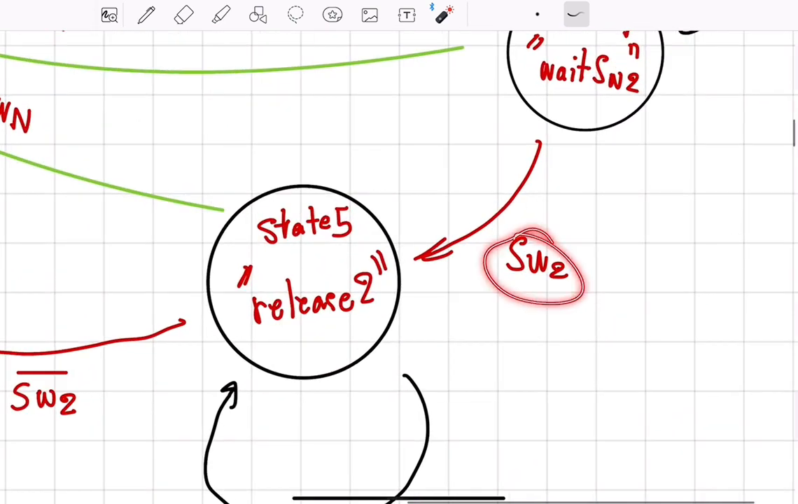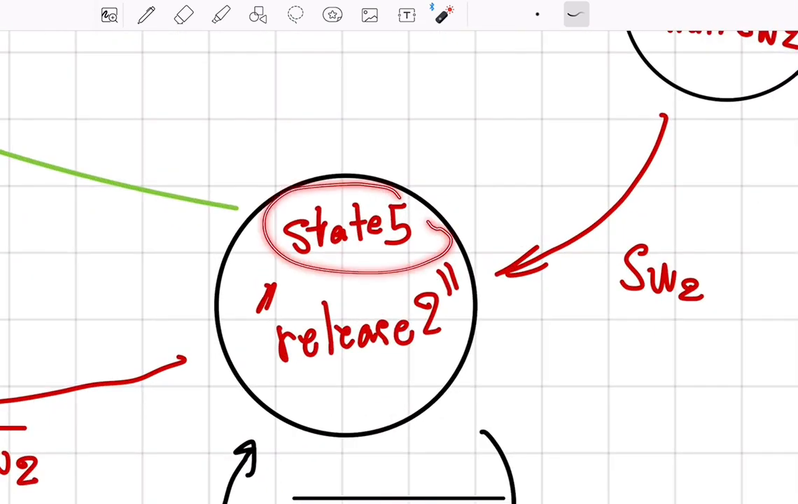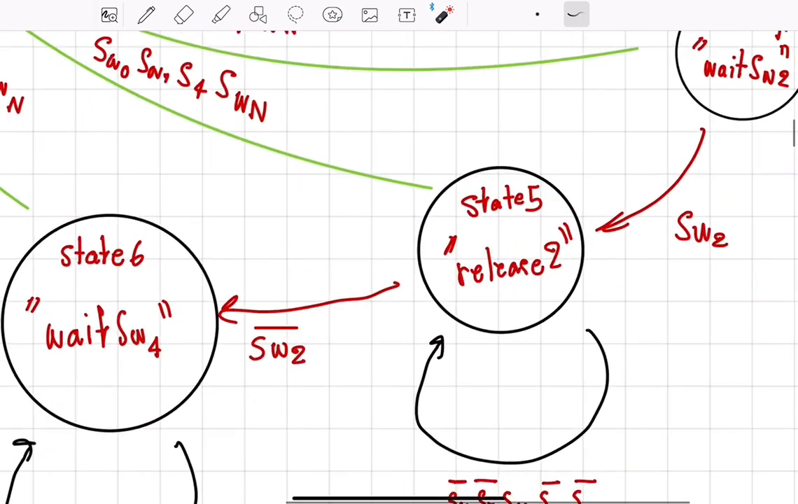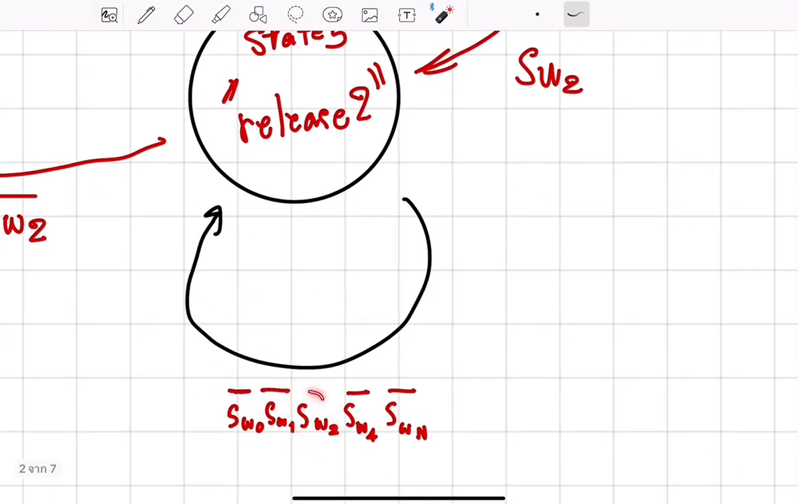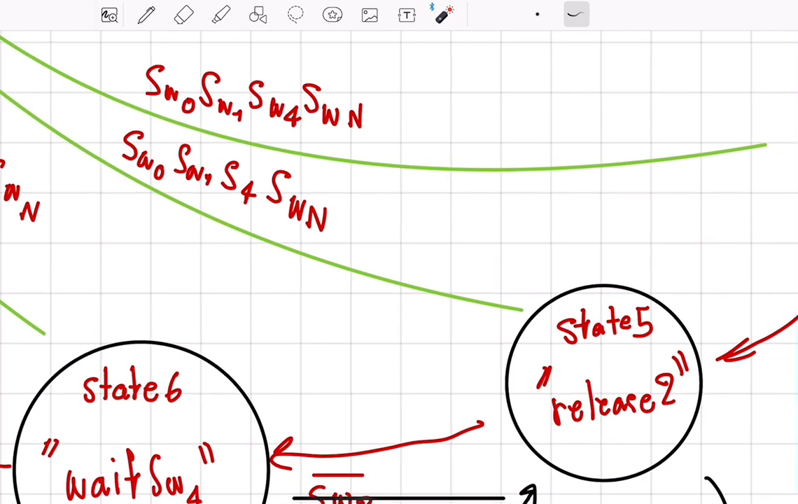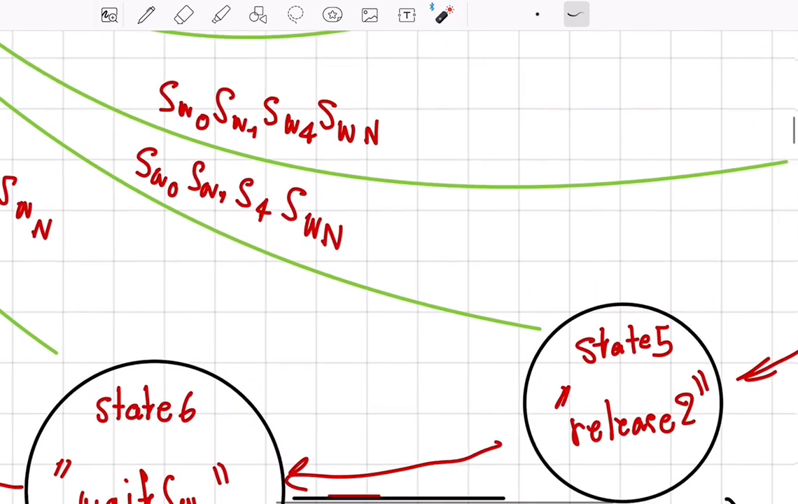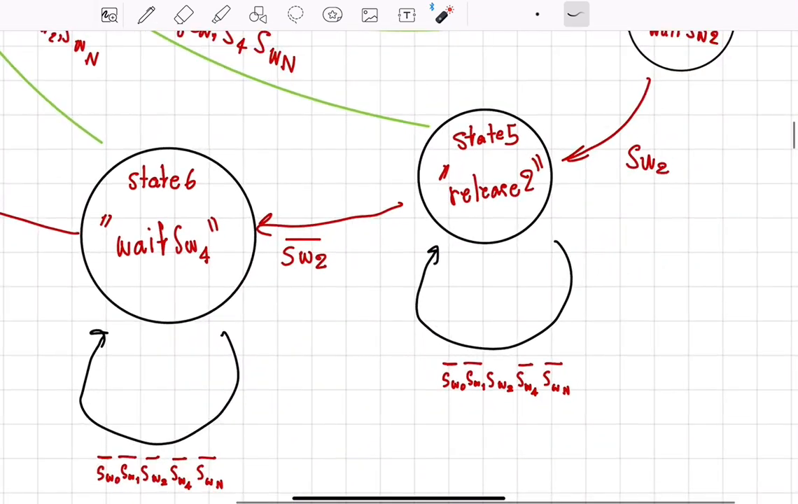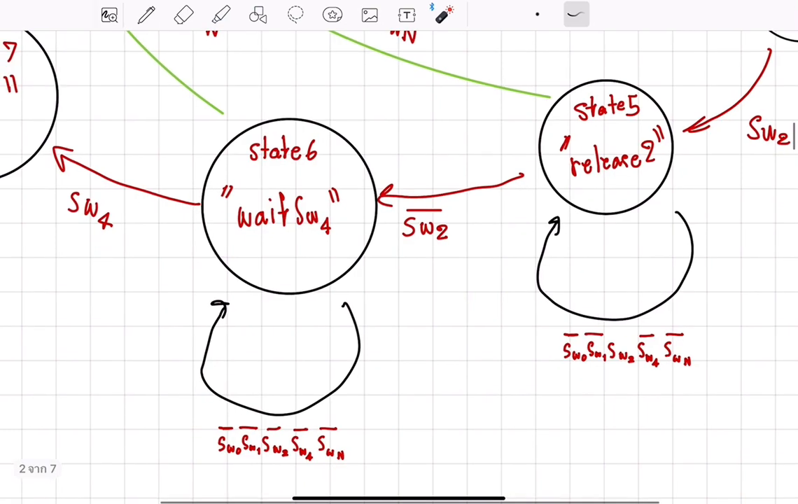When I put switch 2, I go to state 5. State 5 means related to 2, don't put 2. I put 2 and I don't push any switch but not switch 2, I return again in state 5. If I put any switch that is not switch 4, I go to state 0, which means reset. I don't push switch 2, I go to state 6.